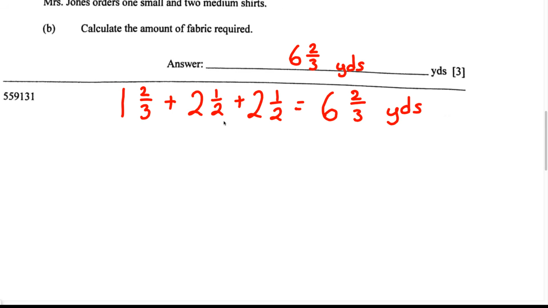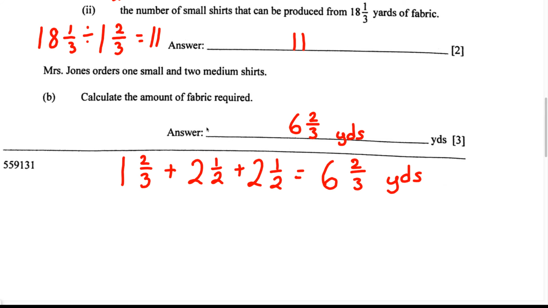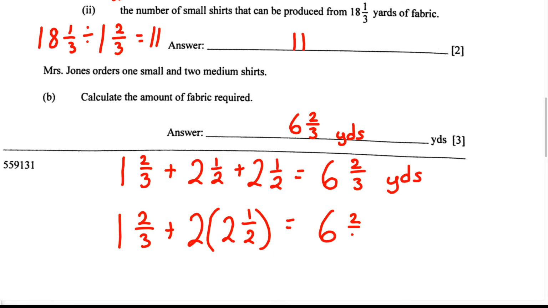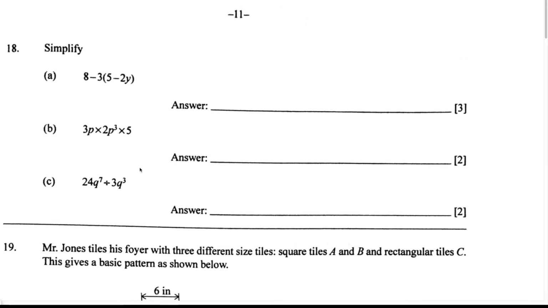Now, there is another way you could have done this. You could have said 1 2/3 plus, you can write 2, and you're just going to multiply the number of fabric it's going to take to create one medium shirt, which is 2 1/2. So we can say 2 multiplied by 2 1/2. When you put this in your calculator, you're still going to get the same answer, which is 6 and 2/3 yards of fabric. Okay, let's do this question.